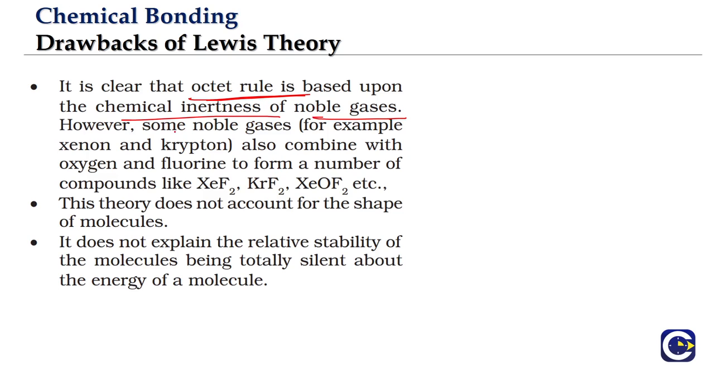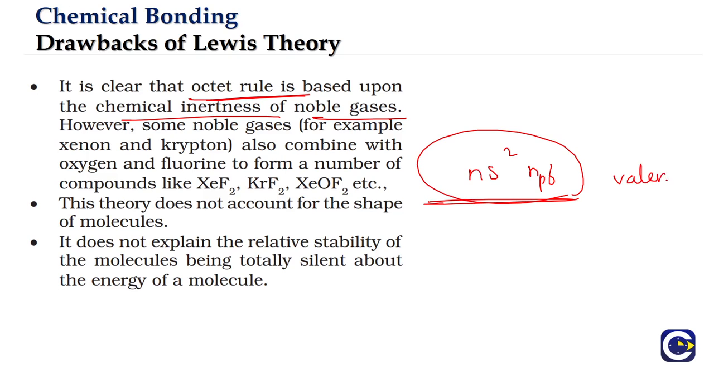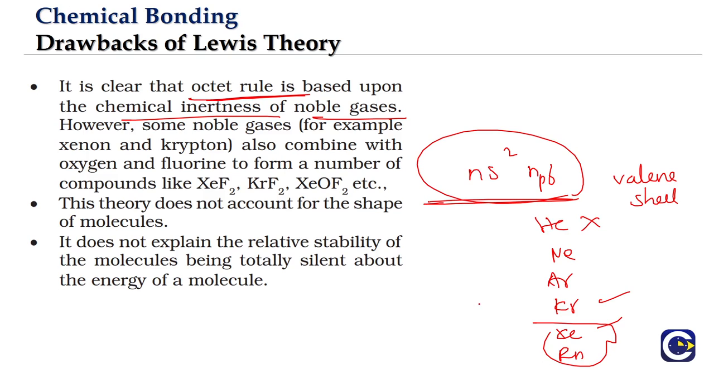So what is the basis for the octet rule? The chemical inertness of the noble gases, because we see that the elements with ns2 np6 valence shell electron structure are the noble gases, except helium: neon, argon, krypton, xenon and radon. So we talk about the chemical inertness of the noble gases. But some noble gases like krypton and xenon, more particularly xenon, form stable compounds. In fact, we'll talk about xenon when we go to the p block.